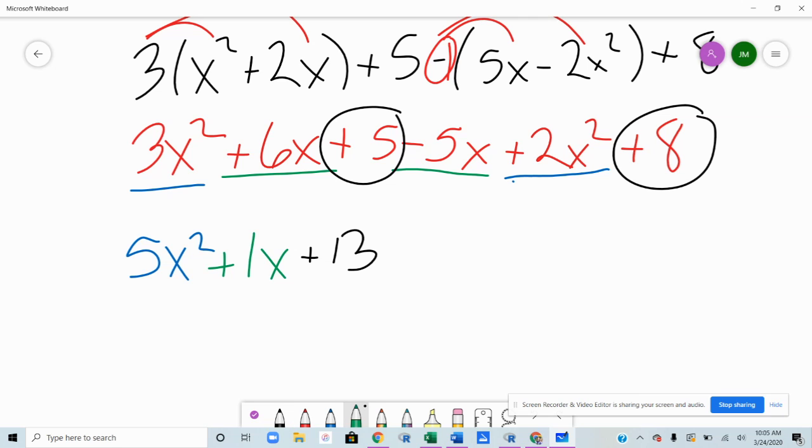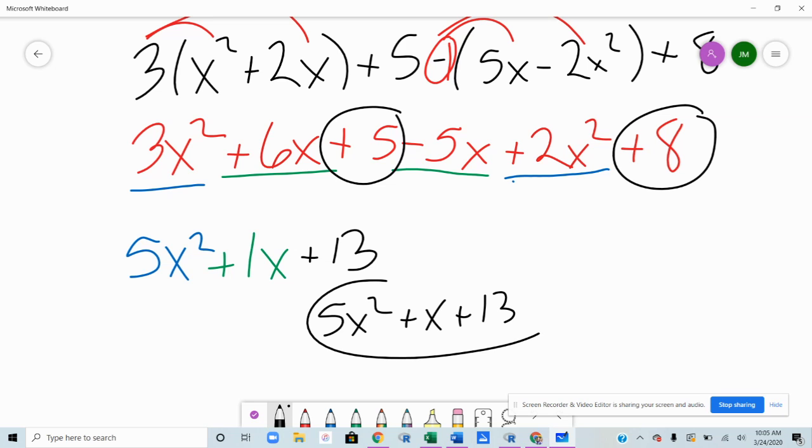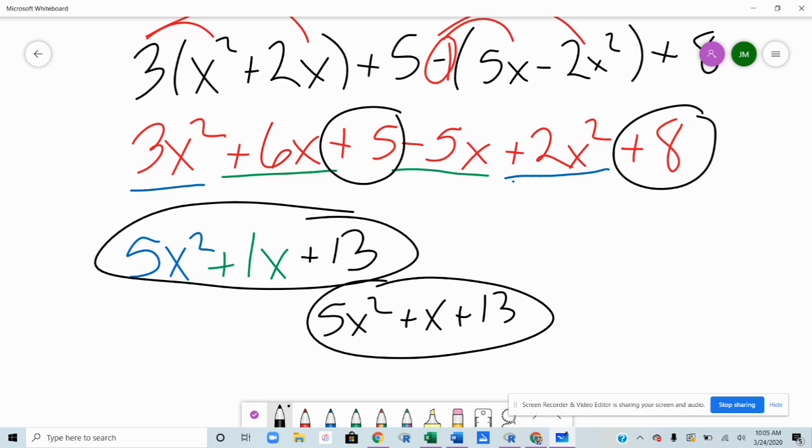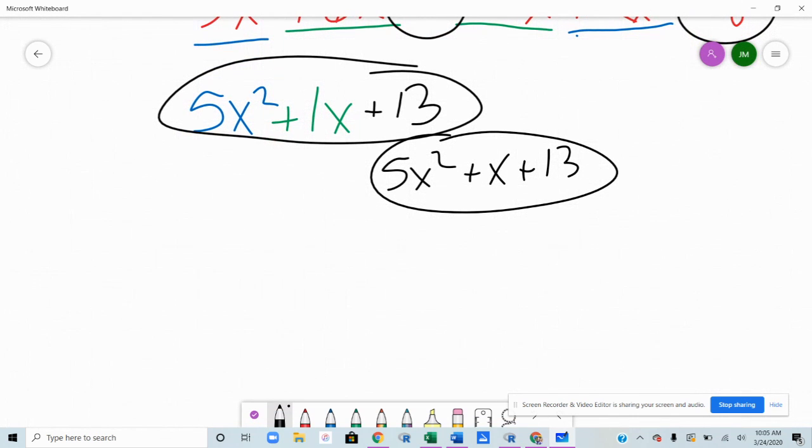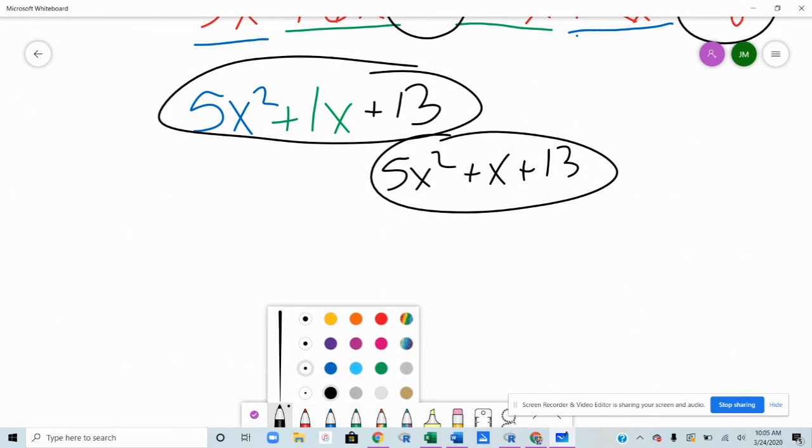Remember that it would be equivalent to say 5x squared plus x plus 13. Those are the same answers, or in any other order. Now you can switch up your terms as long as the numbers stay with the same variables. One last thing to just remind you about, I'll go back to a simple problem.